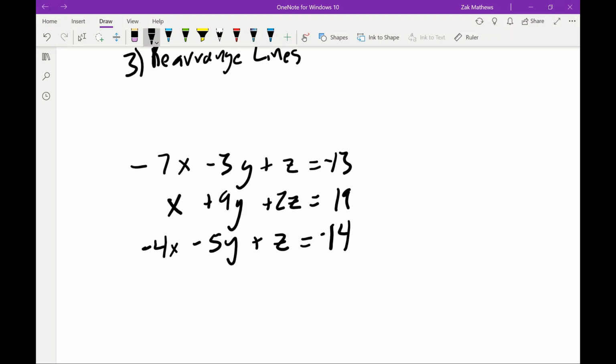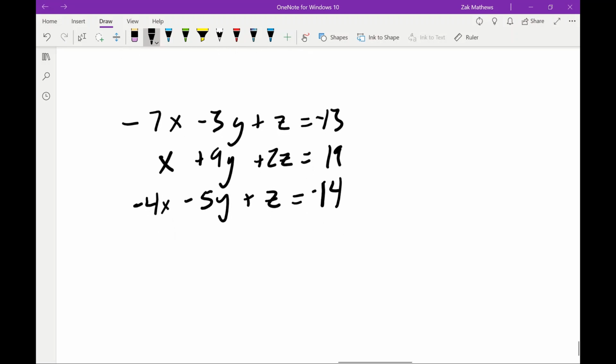Let me just make sure I have all this written down right. Don't want to do something that gets real ugly too fast. x, 9y, 2z, 19, and negative 4, negative 5, z, and negative 14. Perfect. So not that we couldn't do it if I'd mixed those up, I'm just trying to keep it to where the numbers don't get too ugly on us. So that's why I just want to make sure I had the problem I intended to do.